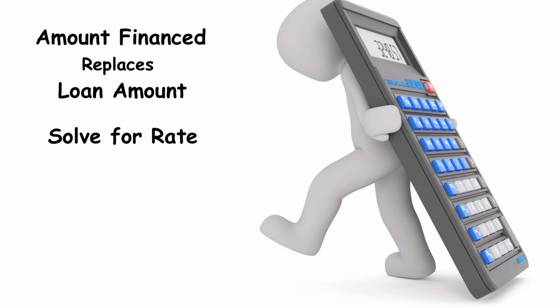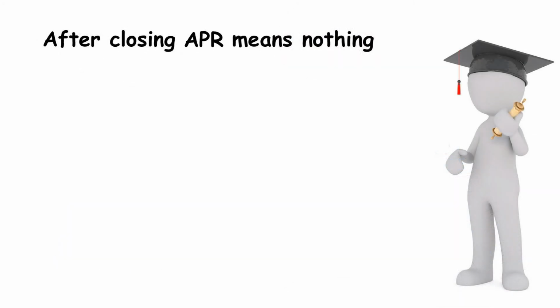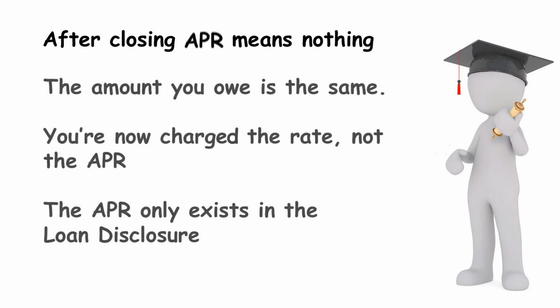So we push a few more buttons, and voila! The calculator now says 10.37% where the 10% rate used to be. And that's it. This is what the government calls the annual percentage rate, or APR. And as soon as the loan closes, none of this means anything. The amount you owe is still the loan amount. And the rate you're actually being charged is still the note rate, not the APR.